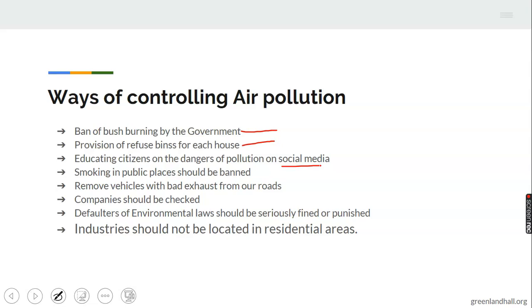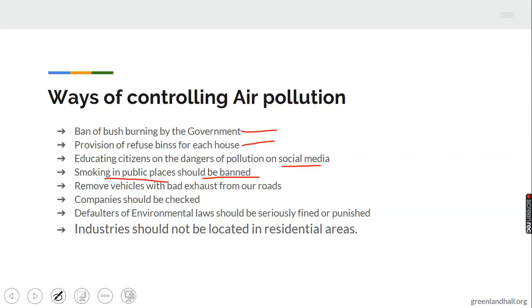Now, smoking in public places should be banned. Smoking has become so legalized these days that anybody can smoke anywhere. It should be banned. If you see anybody smoking around, the government should ensure that such a person is picked up and kept in a rehabilitation center until the person stops smoking, or he can decide to smoke in his room, and he knows that he affects himself alone, not any other people around him.